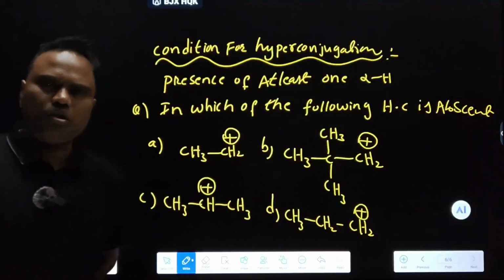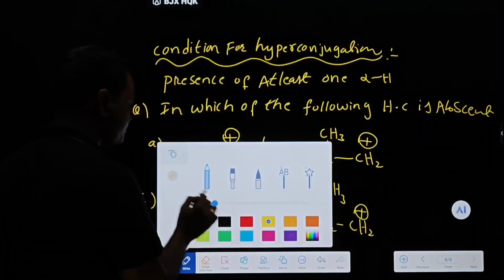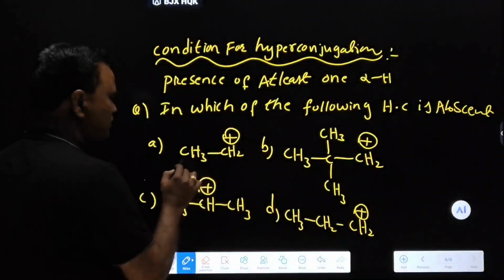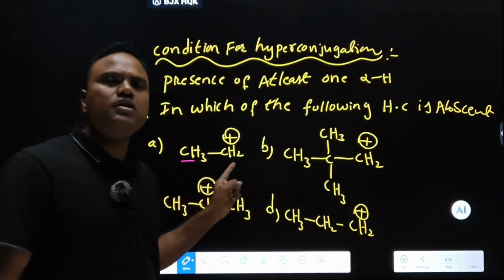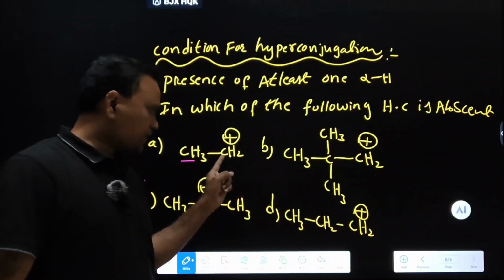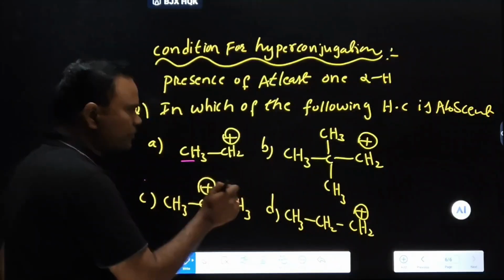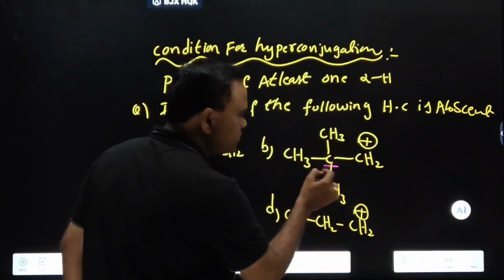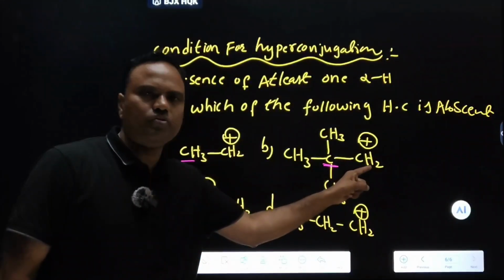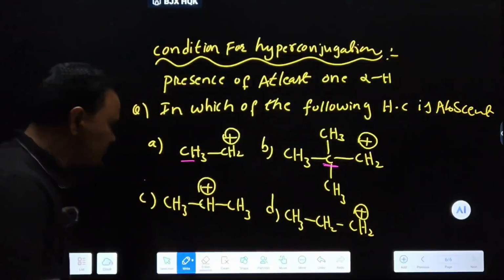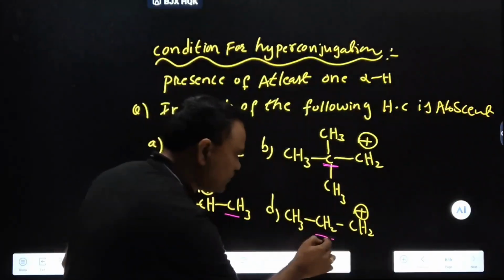First select the alpha carbon. Which is the alpha carbon? Underline the alpha carbon. This is the alpha carbon. What is an alpha carbon? The carbon which is directly connected to the carbocation, the carbon with positive, is called the alpha carbon. This carbon is directly connected to the carbon with positive, so this is the alpha carbon. I am underlining the alpha carbons.